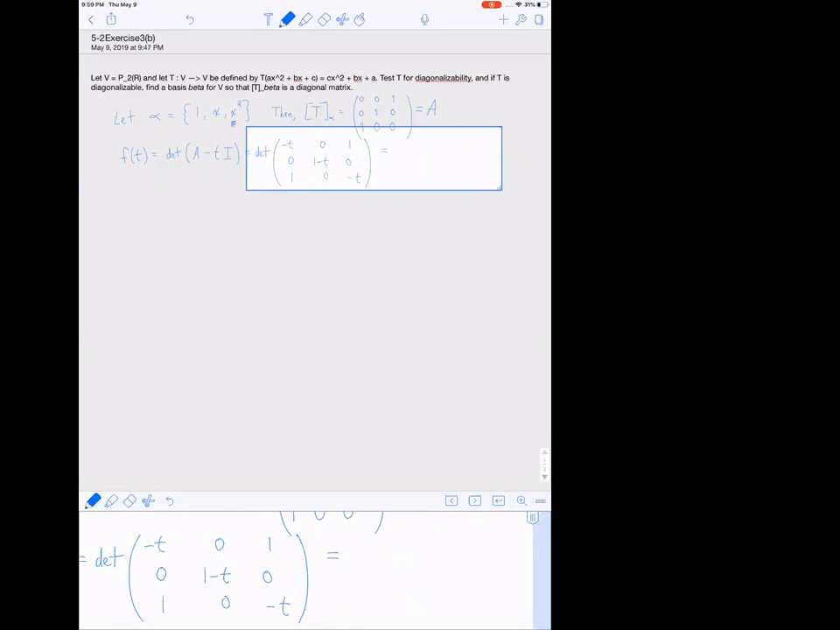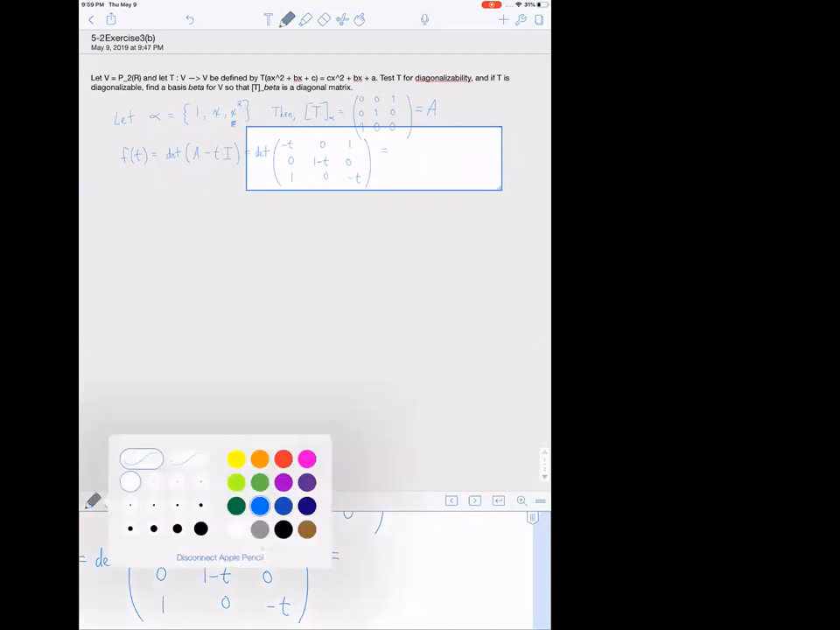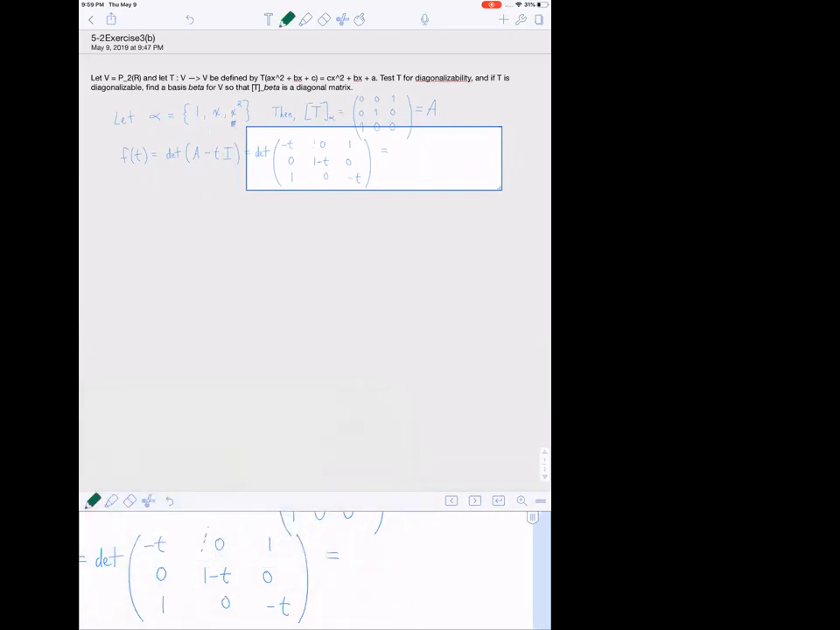Well, let's see. I guess if we went, say, along the second column or the second row, then we'd have a number of zeros. So that's pretty cool. Let's do that. That'll be probably the easiest way to proceed.